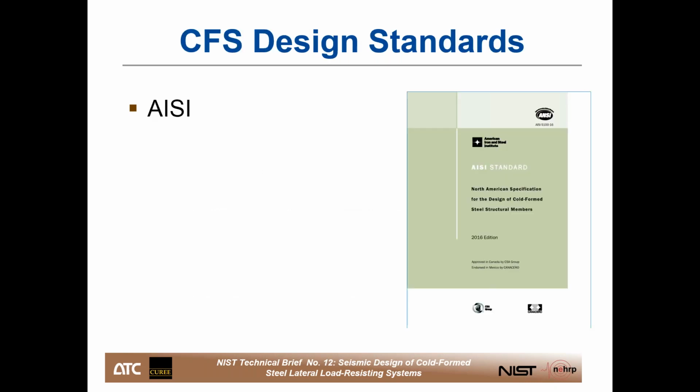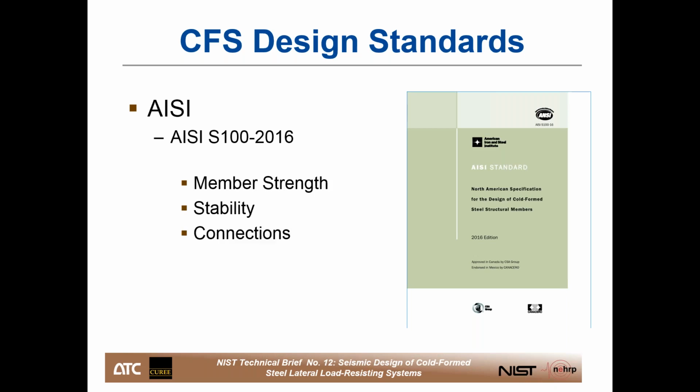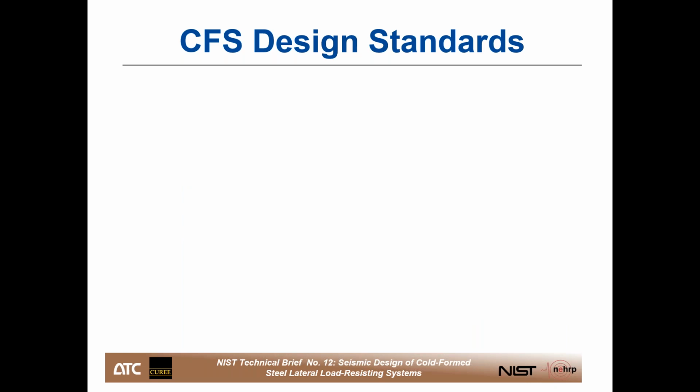AISI publishes most of the technical standards for the design of CFS members and systems. First and foremost is AISI S100, which is the North American specification for the design of cold form steel structural members. You may be familiar with this document as just the AISI spec or the NAS spec. In more recent times, people have become accustomed to calling it S100. But S100 provides methods for predicting member strength, stability, and also includes provisions for the design of connections.